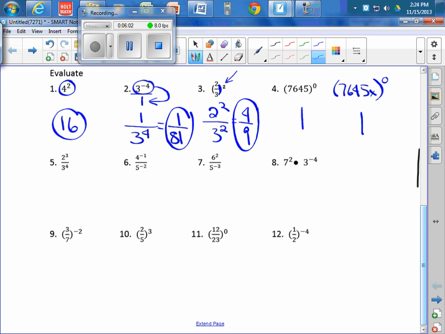In number 5, we don't have any negative exponents, so we're just going to evaluate. 2 to the 3rd power, 8. 3 to the 4th power, 81.